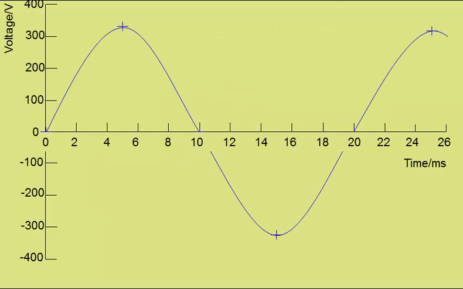We can then add a scale, for instance going up in 2 milliseconds per division, and the value of the voltage needs to go to at least 325 volts, and then we get a graph something like this, with a complete cycle taking 20 milliseconds.